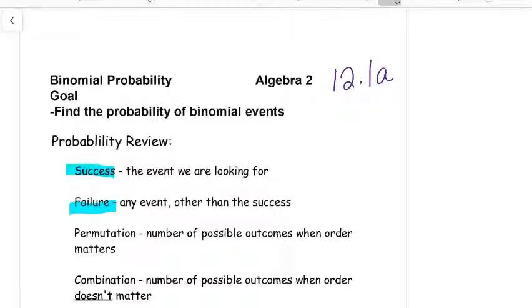Permutation and combination come back from Algebra 1. It's been a while, probably, but permutation is the number of possible outcomes when order matters, and combination is the number of possible outcomes when order doesn't matter. So a permutation you might use when you have n number of people and you're picking r of them to win spots, like first, second, third, etc. Then you would have n factorial over n minus r factorial.